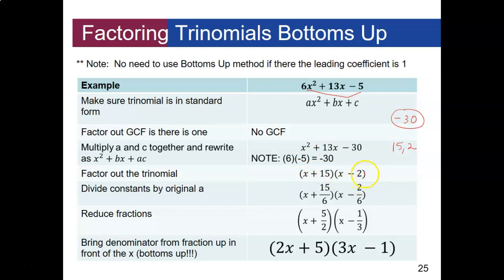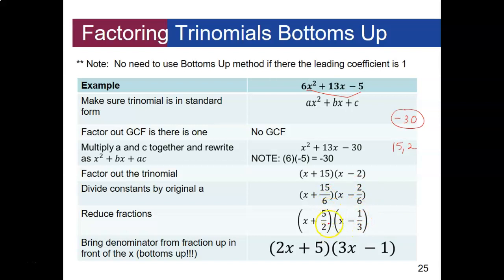Okay, this is the place where we actually use the whole bottoms up method part. We're going to take these numbers and divide them by whatever this leading coefficient was. The leading coefficient was 6, so we'll divide this term and this term by 6. That's going to leave us with a fraction in some cases. If you don't have a fraction, that's fine. That means you're done and you don't have to do anything else. If you do have a fraction, then you need to simplify the fractions. So 15/6 is going to reduce to 5/2, and 2/6 will reduce to 1/3.